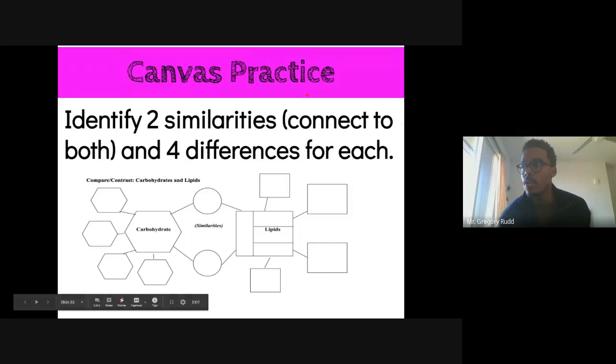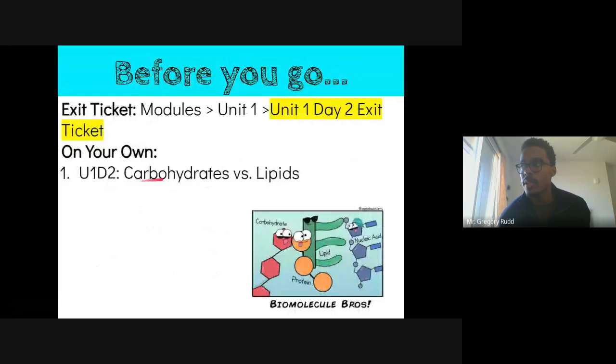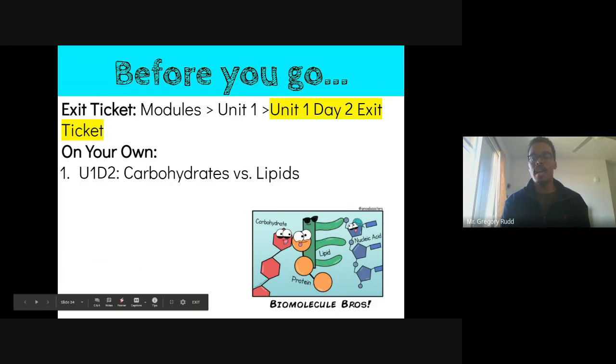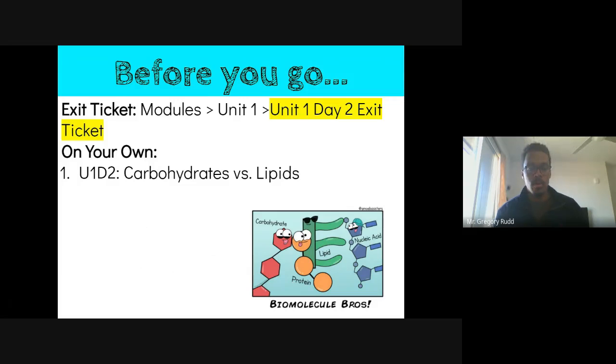The assignment on Canvas is called U1D2, carbohydrates versus lipids. And the exact instructions are explained on Canvas, but what I want you all to do, you'll make a copy of the assignment, you'll save it into your Google folder, and you'll also submit it to Canvas. Okay, so if you need help doing that, don't hesitate to let me know. We've got 20 minutes left. Go ahead and knock it out so you can stay on task and stay on track with the rest of the class.